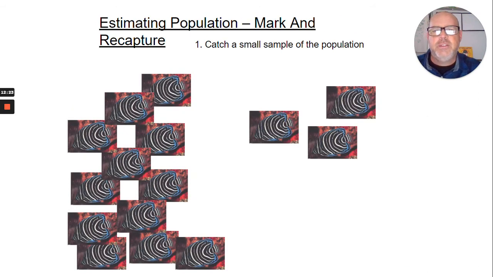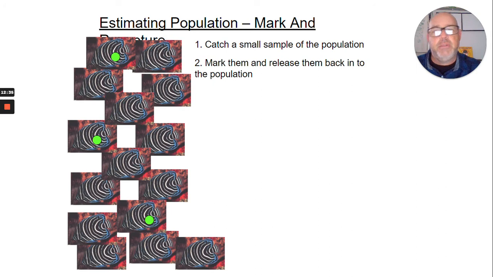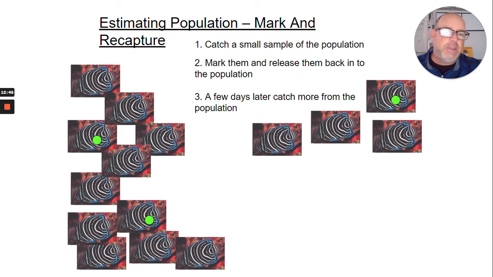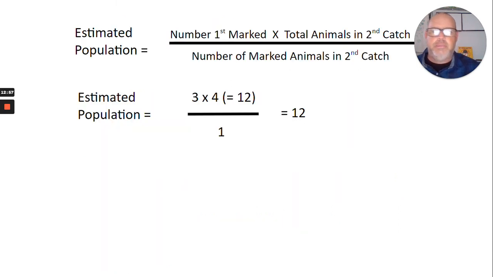So the way they do this is a method called mark and recapture. You catch a small sample, so you go fishing basically. You catch a small sample of the fish, you mark them, so we mark all 3 of them and we throw them back, right? So now the 3 with the green dots are back into the lake, they're back into the population. A few days later, you come back and you go fishing again. And you catch 4 fish this time, and this time 1 of the 4 is marked. These are just hypotheticals, obviously.